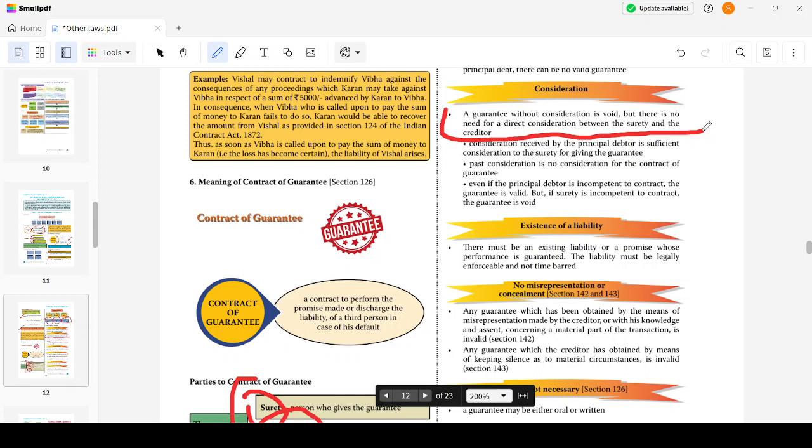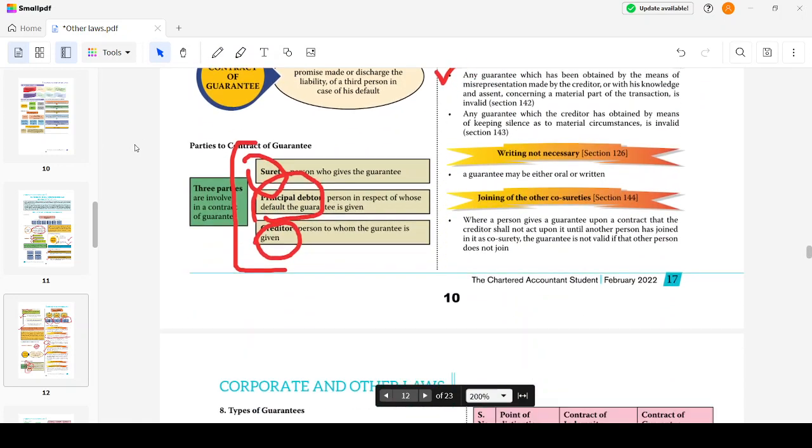Even if the principal debtor is incompetent to contract, the guarantee is valid. But if the surety is incompetent to contract, then the guarantee is void. There must be an existence of liability. There must be no misrepresentation or concealment: no material part of the transaction should be concealed or misrepresented.